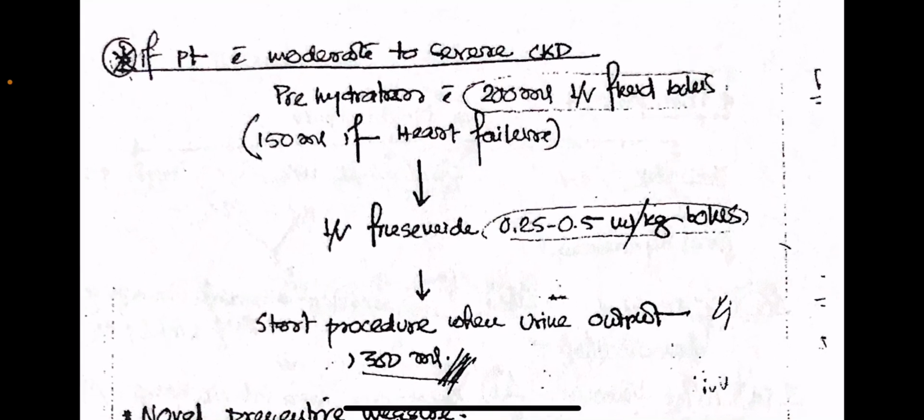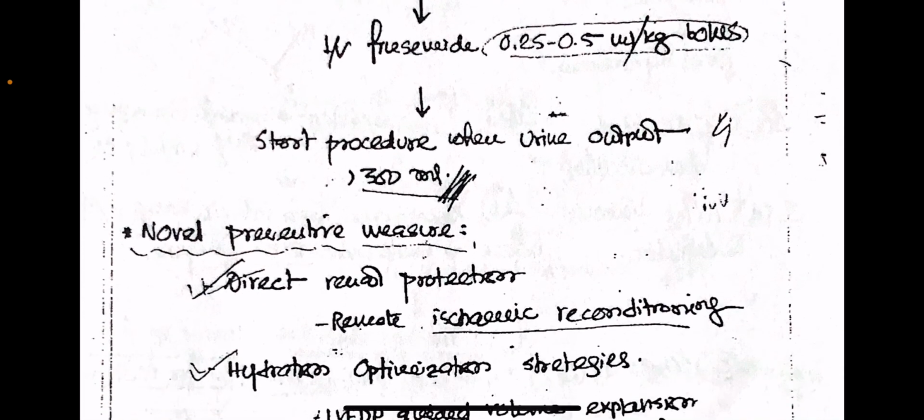If the patient has moderate to severe CKD, prehydration with 200 ml IV fluid bolus, 150 ml if heart disease, then IV furosemide, 0.25 to 0.5 ml per kg bolus. Then start the procedure when urine output is more than 300 ml.